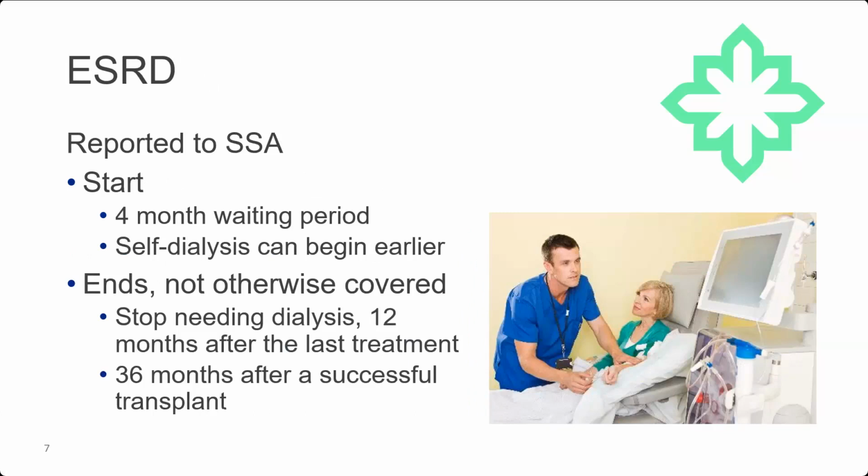What this particular portion of eligibility says is, once reported to the Social Security Administration, there's a 4-month waiting period for eligibility. Again, there's a caveat, and it says unless they start self-dialysis, then it can begin earlier. That's all investigated and determined by the Social Security Administration. As our Medicare administrative contractor, we just use whatever they're putting into the eligibility system. If you have end-stage renal disease, you can be younger than 65.